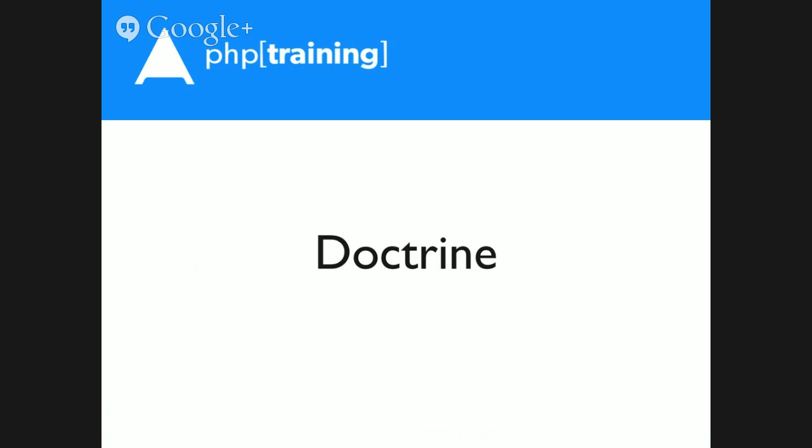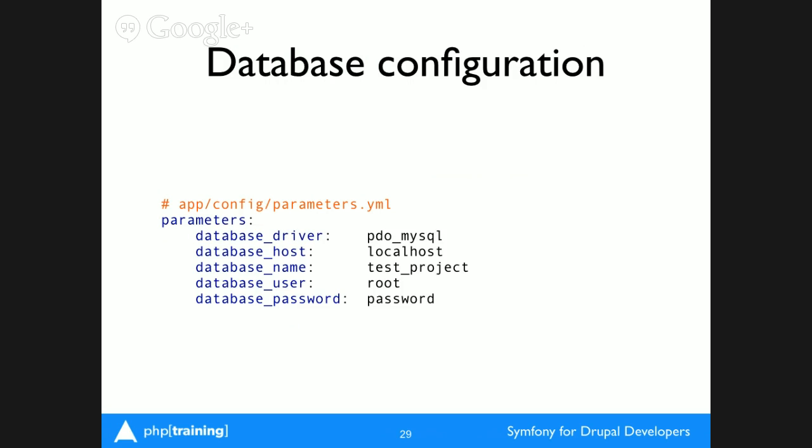But let's talk a little bit more about that, about using Doctrine. So first off, you're going to want to have database configuration. This is going to be a section within your parameters file. So it's going to be database driver, host, blah, blah, blah, all very similar to what you've seen in all kinds of different PHP applications.